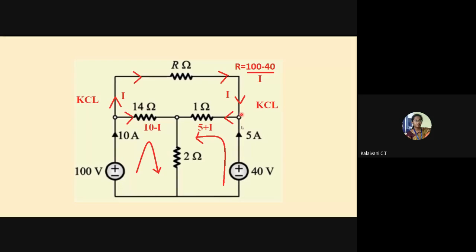Similarly, we are applying the same KCL law at this point. Here the current already is given in the circuit as 5 amps. Here we have assumed I. So the current flowing across this 1K will be 5 plus I. We are applying the KCL law here at these 2 points. After this, what will be the current across the 2K resistance?